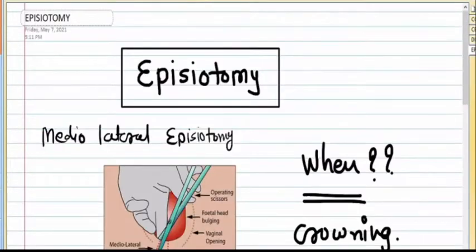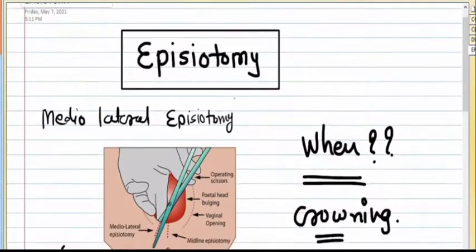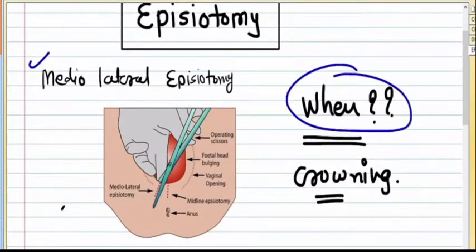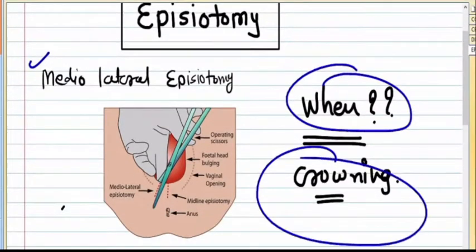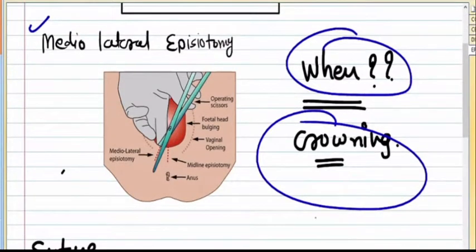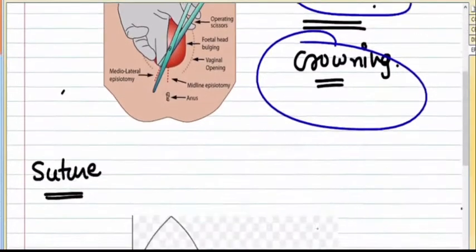Now let's discuss episiotomy. It's a very common procedure done in the obstetric unit. Now we are giving a mediolateral episiotomy. When should we give an episiotomy? Remember, only when the crowning is there, at that time you should give an episiotomy.